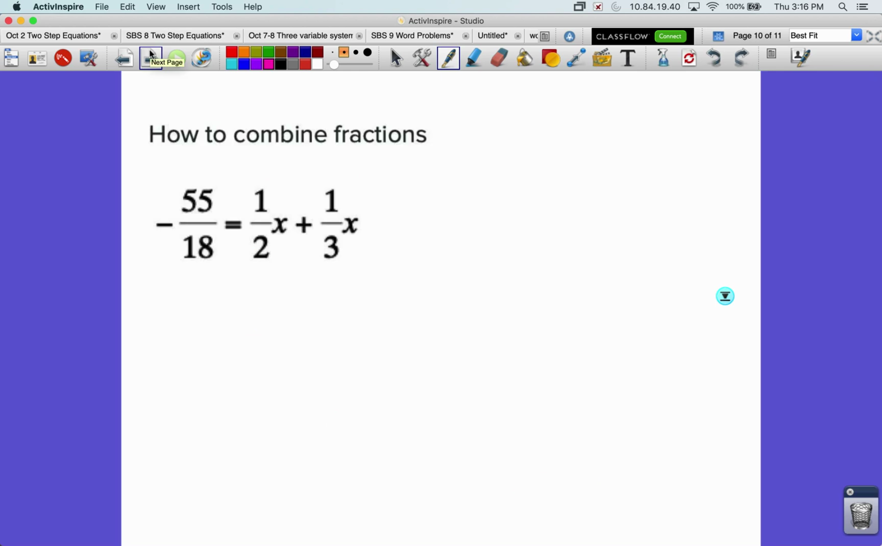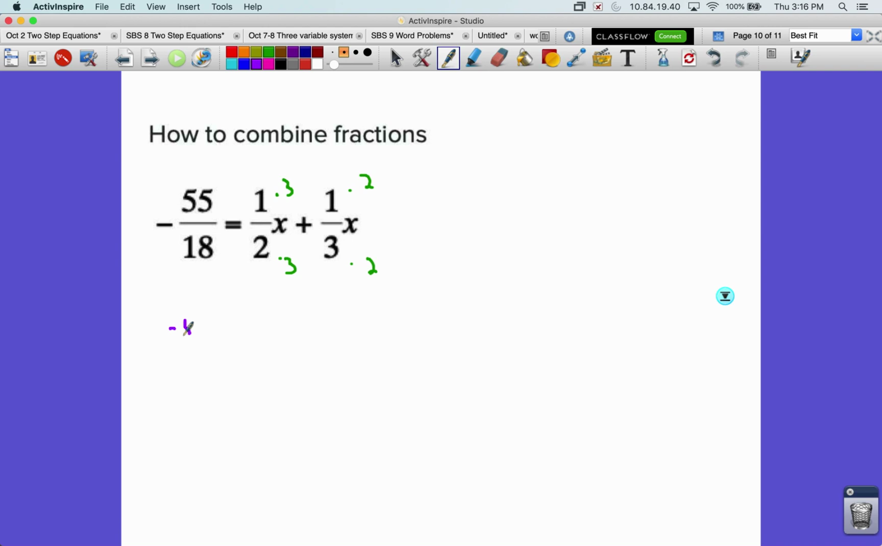All right, another one where we need to combine fractions. So how do we do this? Well, these can't be combined directly. They need to have a common denominator. So I need to multiply this one by 3 over 3, and this one by 2 over 2.